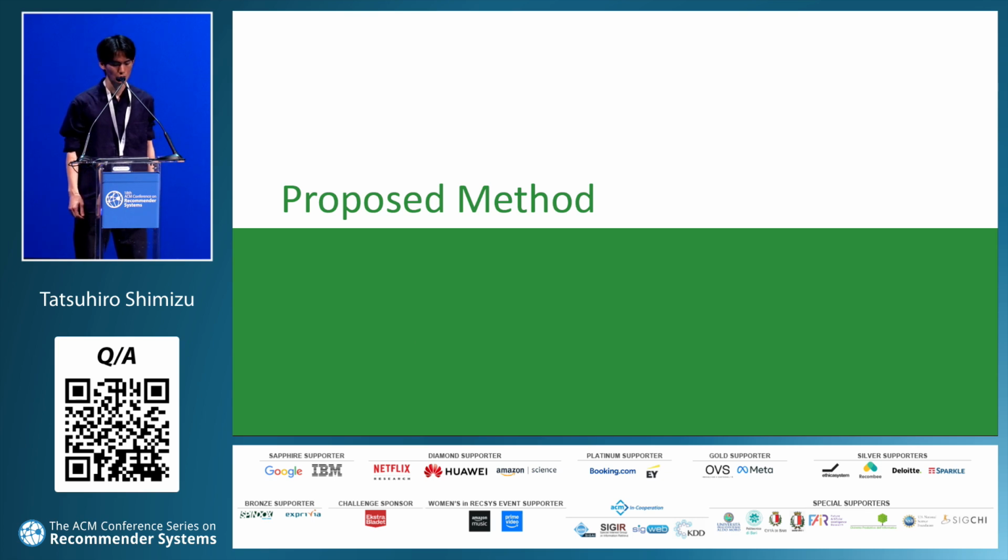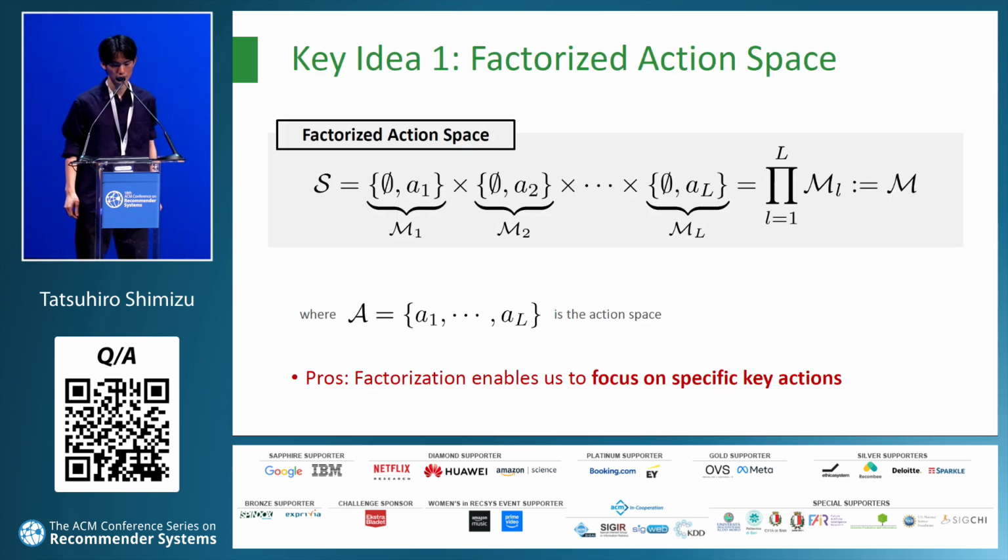So to overcome these limitations, we are going to propose a new method. To do so, we are going to introduce two key ideas to construct a new estimator. The first one is the factorized action space. We represent the set of the combination of items by the Cartesian product of a specific set, M_l, where M_l is the set of the empty set and the l-th element in the corresponding element in the action space. The great thing about introducing this factorized action space is that we can focus on specific key actions rather than treating the combinations as a whole.